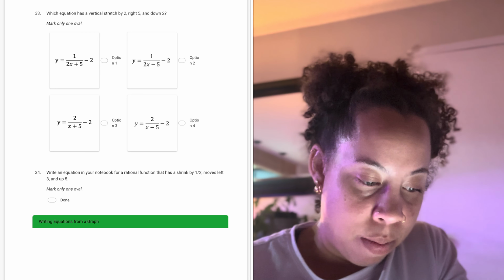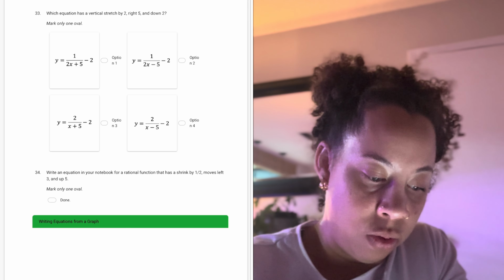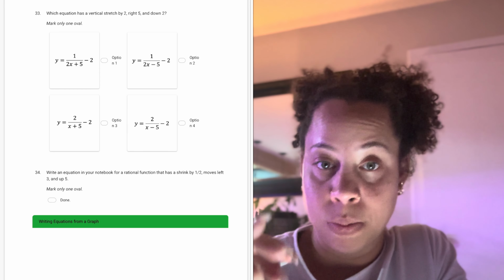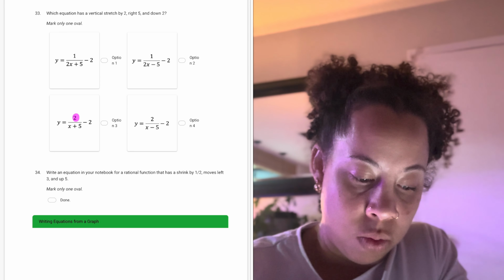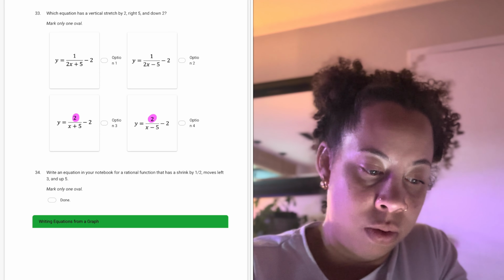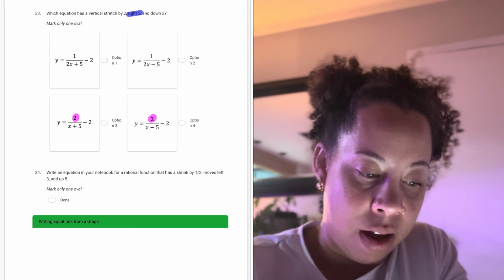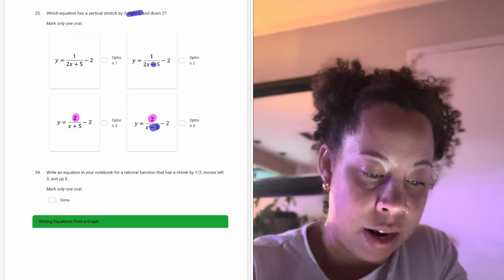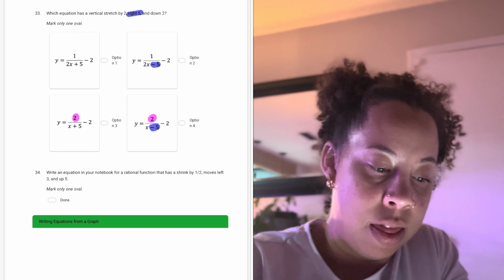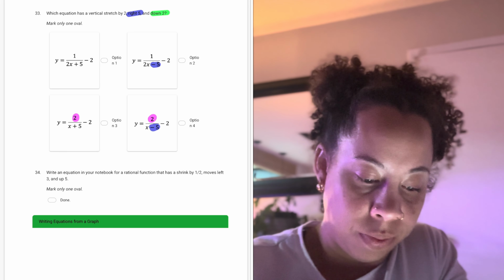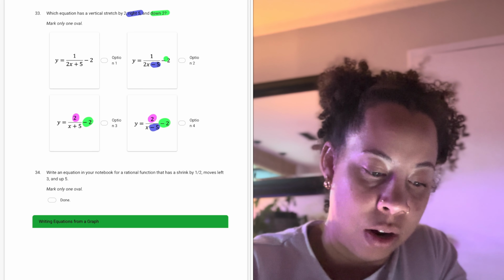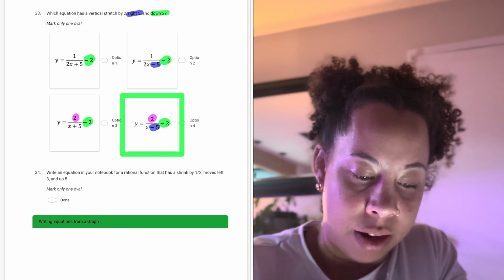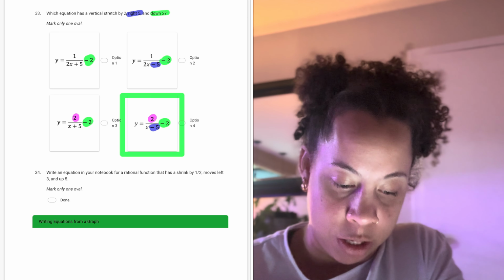Let's look at another example. It says stretch by 2. So a vertical stretch by 2. So that's going to be on the top. If it's on the bottom, it's a shrink. So these two are stretched by 2. Now, right 5, right typically is positive. So we want to look for minus 5s. Okay. And then down 2, we're looking for a -2 outside. And this bottom one right here is the only one that has all 3 of the transformations.